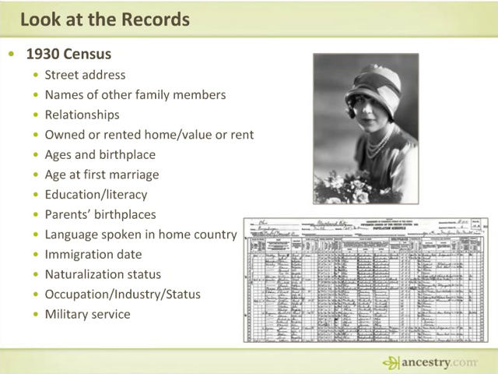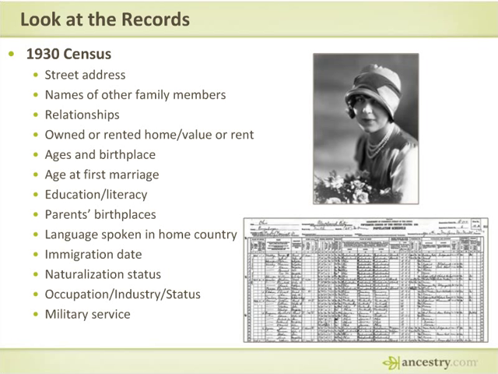Beginning in 1880, the censuses listed relationships to the head of household. Sometimes you may find extended family living with them, the in-laws perhaps. It also tells whether they owned or rented a home and the value or rent of that home, which is a really interesting piece of your family history. Ages and birthplace should be leading you to birth records. This is going to help you locate those. Age at first marriage similarly would lead you to marriage records, either civil or religious.